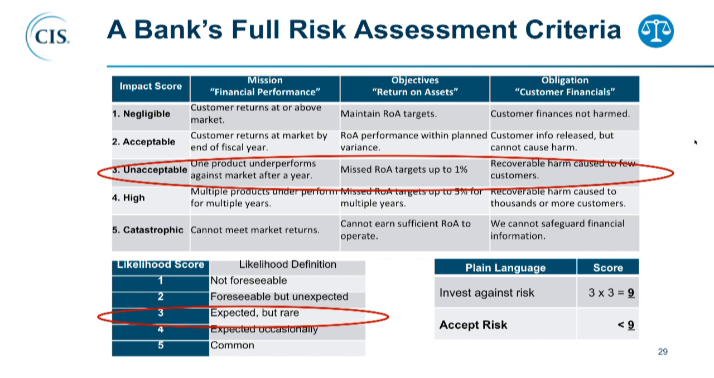I would start to invest against that, and I would invest against anything higher. But that also means I can accept anything lower. So let's figure that out. If I have an expected but rare occurrence of an acceptable impact, 3 times 2, 6, I can accept a 6.